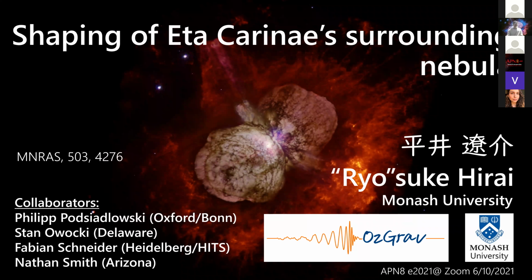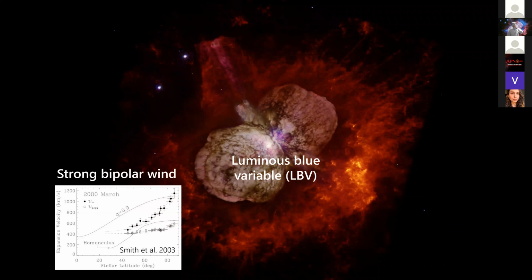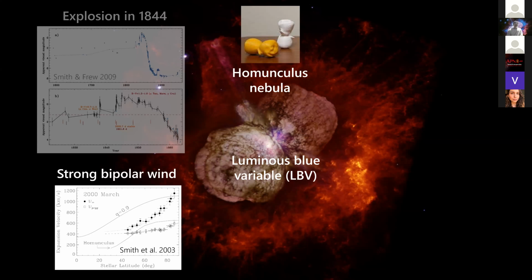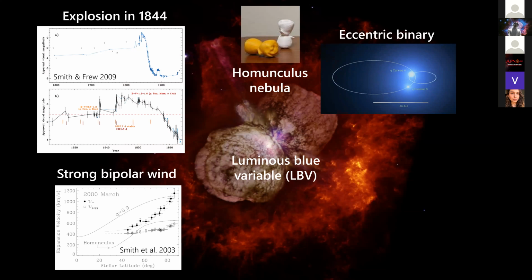I'm Ryo Hirai from Monash University, and I will talk about Eta Carinae, and thank you for setting up the scene so nicely. So Eta Carinae is this star that you see in this picture. We know it's a luminous blue variable with a very massive mass, like 100 to 250 solar masses. It's blowing a super strong bipolar wind with a record high mass loss rate. And we know it's surrounded by this so-called homunculus nebula, which is this bipolar axisymmetric thing. This thing was thought to have been created by this great eruption that occurred in the 1800s. And also the central star, we know it's an eccentric binary.